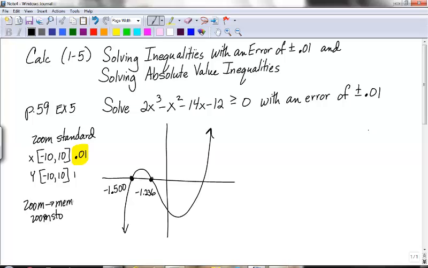Okay, so now you got that answer. Now let's do Zoom, now recall your picture. Right arrow over to memory, and do Zoom Recall, RCL. And you didn't have to put in that window again. It brings that graph back.